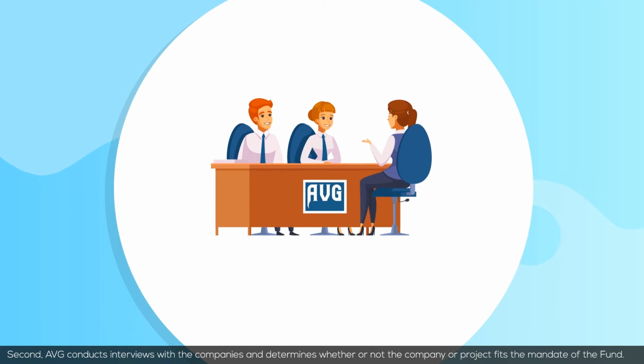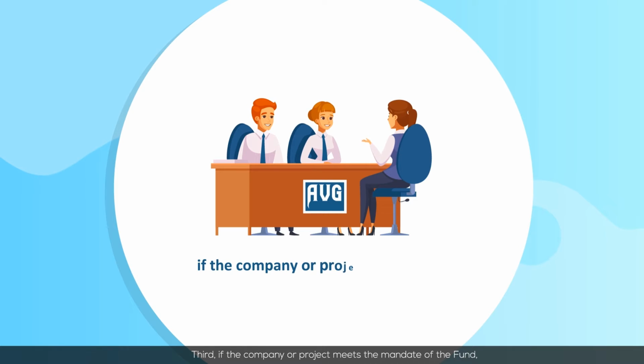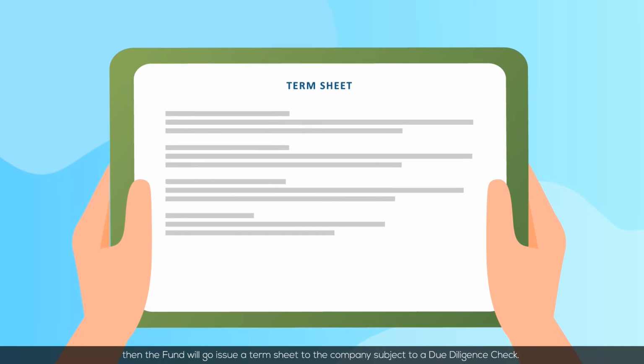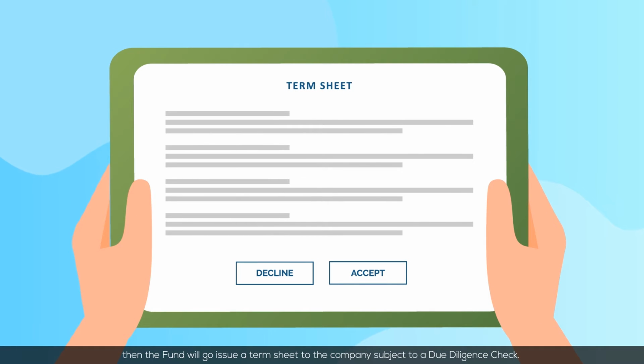Second, AVG conducts interviews with the companies and determines whether or not the company or project fits the mandate of the fund. Third, if the company or project meets the mandate of the fund, then the fund will issue a term sheet to the company, subject to a due diligence check.